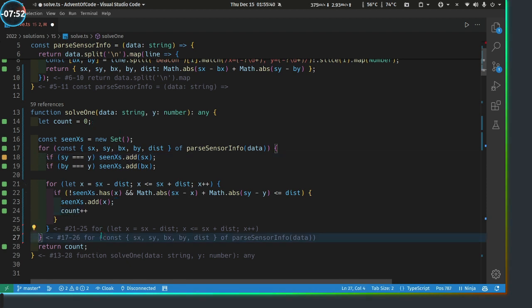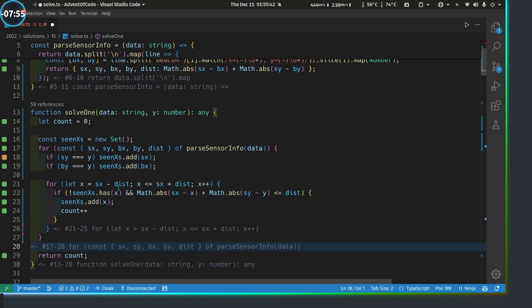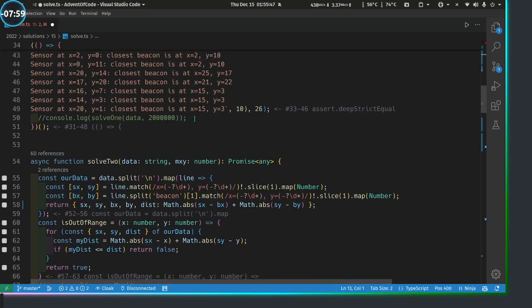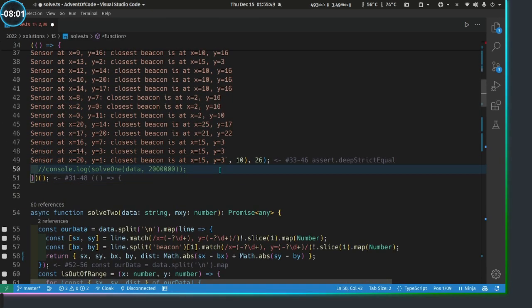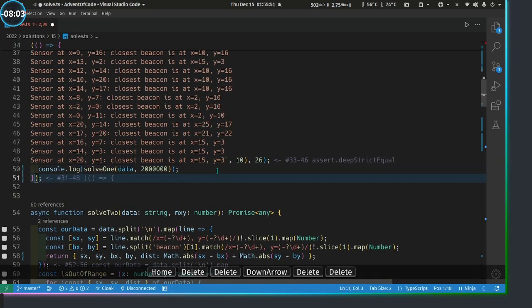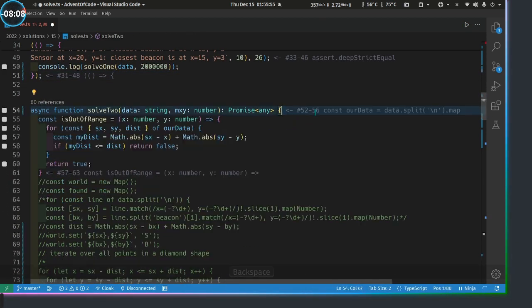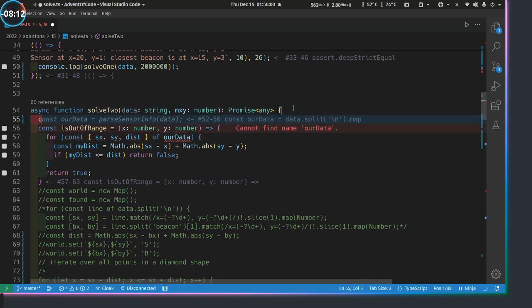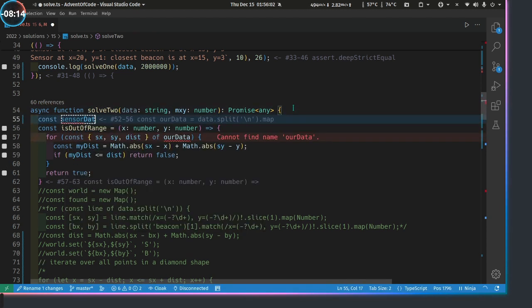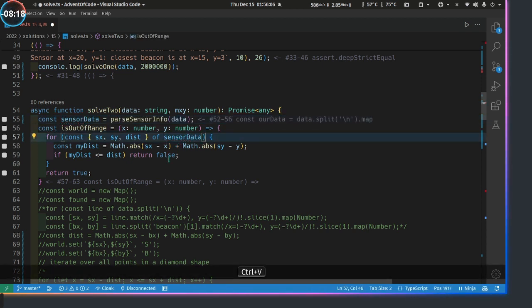Okay, now this part 1 came together really well. Now it's time for the bad part 2. Yeah, let's turn this iffy off just for our life. Okay, is out of range. That's actually a nice thing there. Oh, okay. So const sensor data, parse sensor data info. There we go. Do your logic.